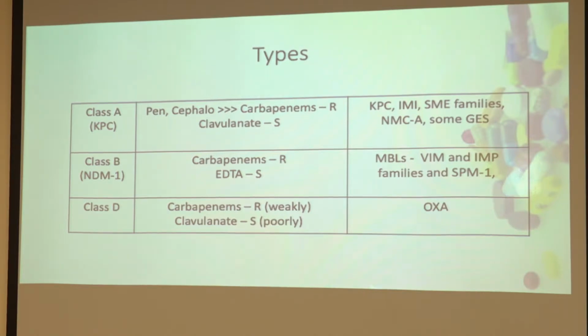Class B is the second class. They're resistant to carbapenems. The only difference is they are inhibited by EDTA, which is a chelator. The most important to remember from this class is NDM1, which is the New Delhi strain. It was first described in 2009 in a Swedish patient who was hospitalized in India because of a Klebsiella pneumonia infection. The third class is class D. They weakly hydrolyze carbapenems, and they are very poorly inhibited by clavulinate. The most common one is OXA. We won't be talking much about that strain. We'll focus on the first 2 strains.